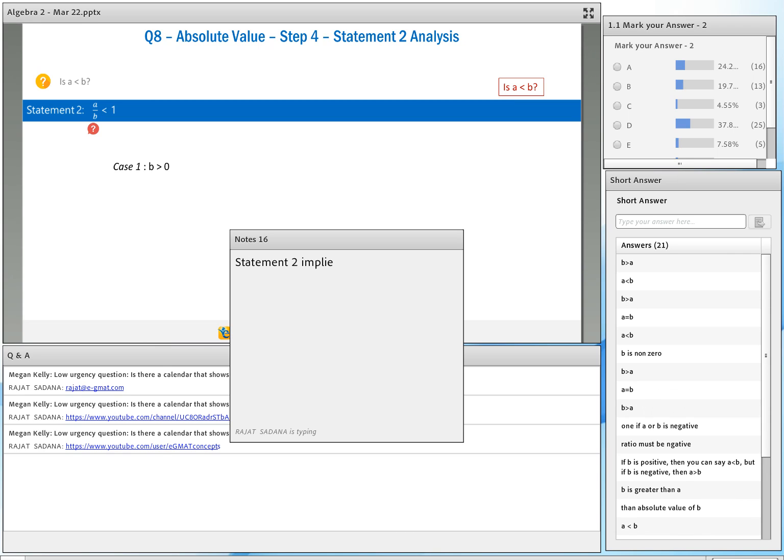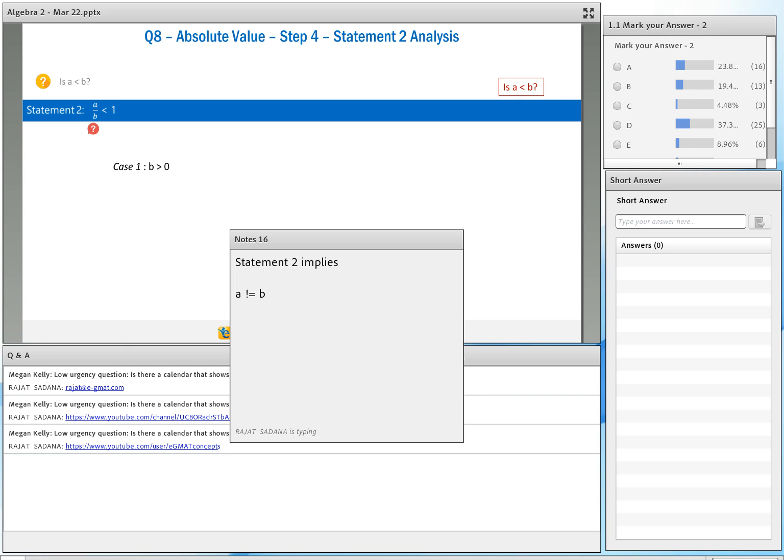statement 2 implies that A is not equal to B. Yes, you can say B is not 0. That's correct. But the other piece which is there is A cannot be equal to B. Right? Because if A were equal to B, then A by B would be equal to 1. Right?